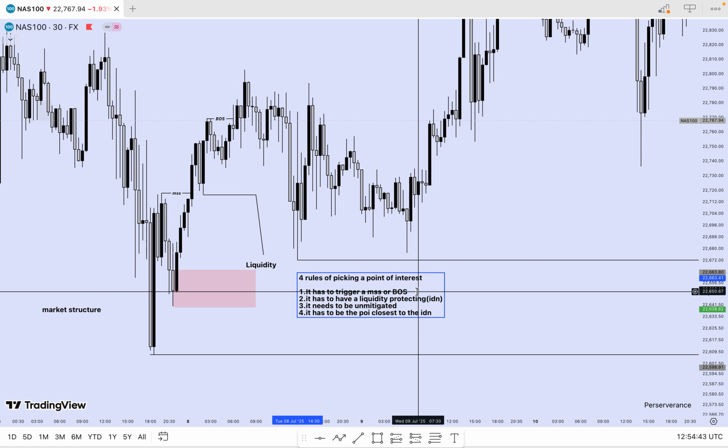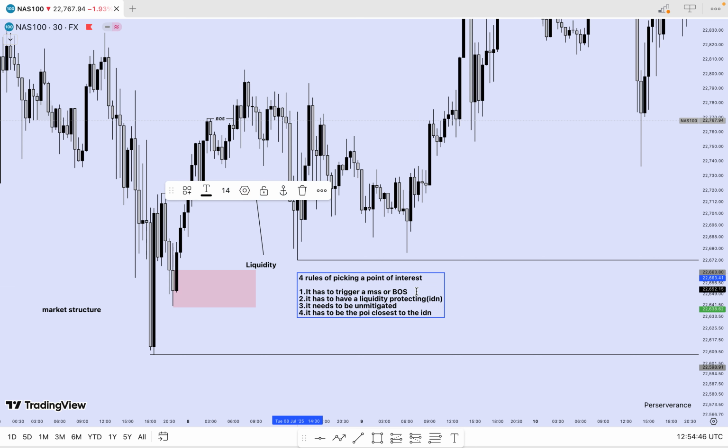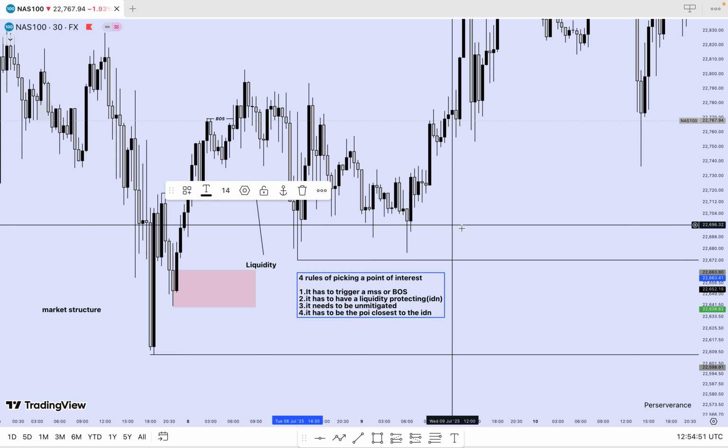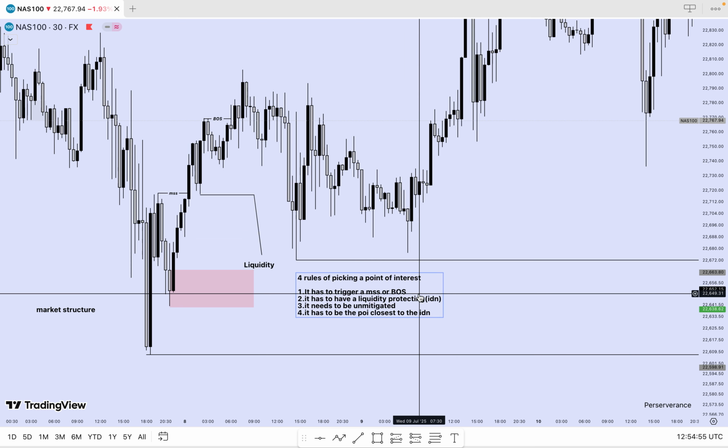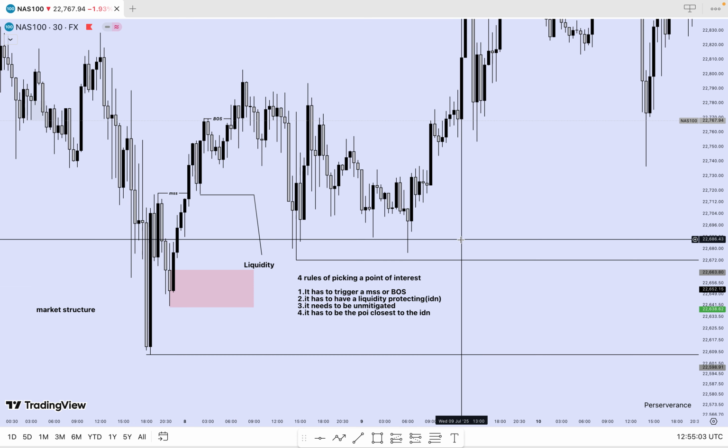So for this first one, we have the correct mark here. The answer is yes. This POI actually triggered a market structure shift. There are some cases where it will trigger a break of structure, so pay attention to that. I will give you an example where it triggers a break of structure.